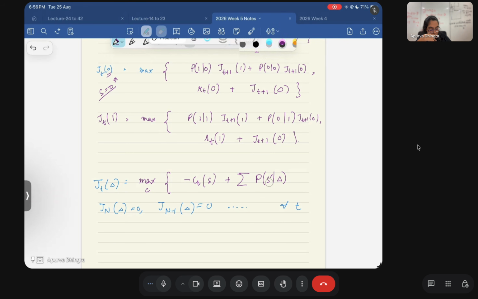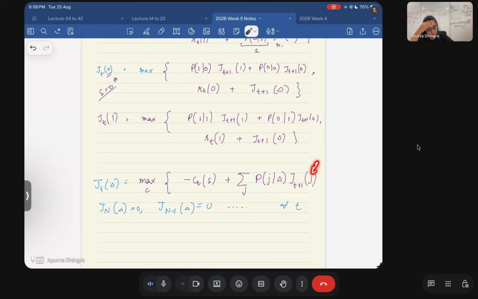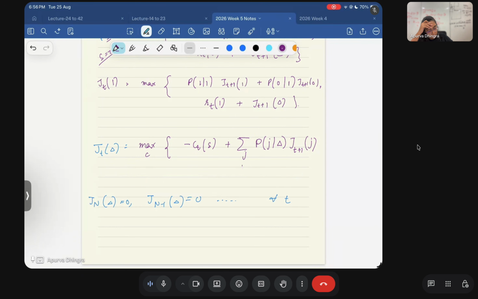And let me write it as J actually. And JT plus 1 of J. Now J could be either, this could be any of the two. So this J could belong to S and delta.